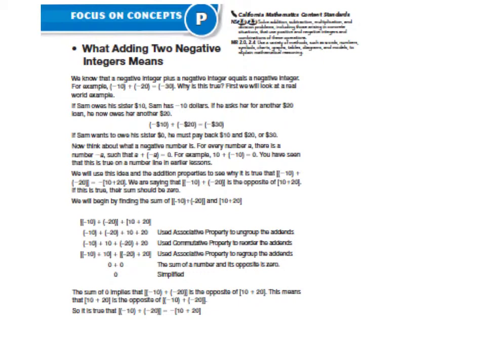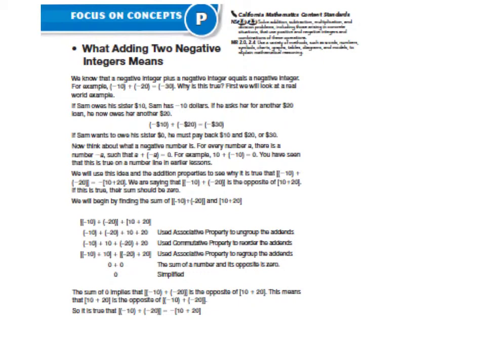And this example shows my favorite one, the one about money. People seem to really be able to grasp the concept of money. We know that a negative integer plus a negative integer equals a negative integer. For example, negative 10 and negative 20 make negative 30. But why is this true? We're going to look at a real-world example.